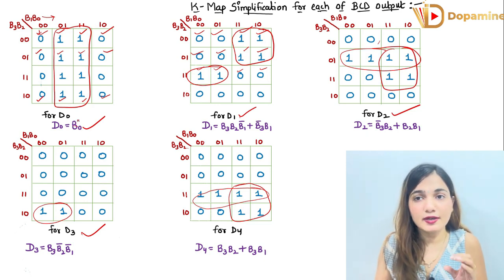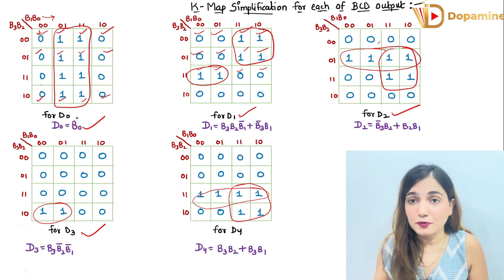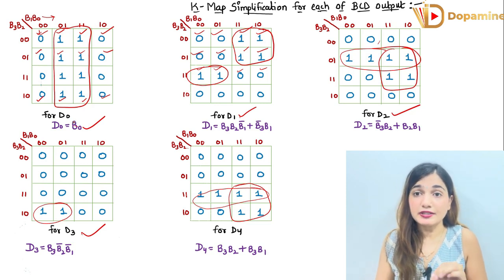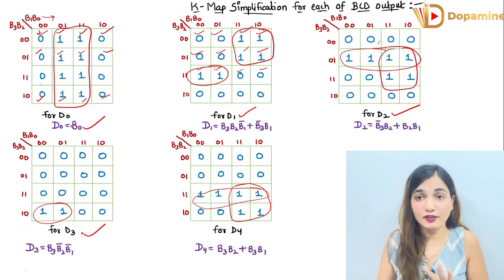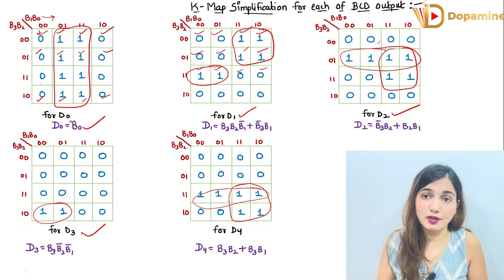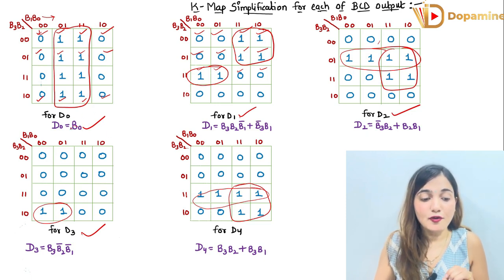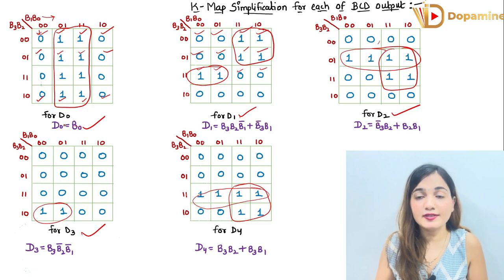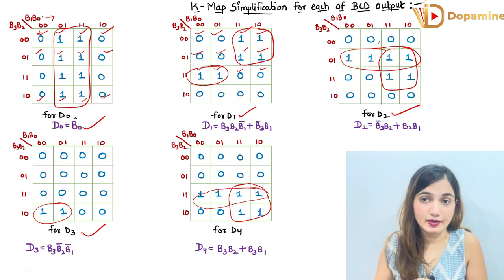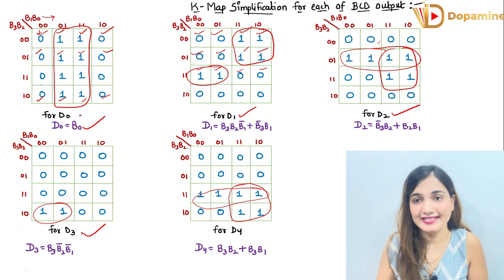So input bits were B0, B1, B2, B3, and output bits are D0, D1, D2, D3, D4. So output bits are 5, input bits are 4. We have got the relationship of all of the output bits with respect to the input bits. Now what is the procedure? What we have to do now is convert this with the help of the logic gates into a realistic circuit.